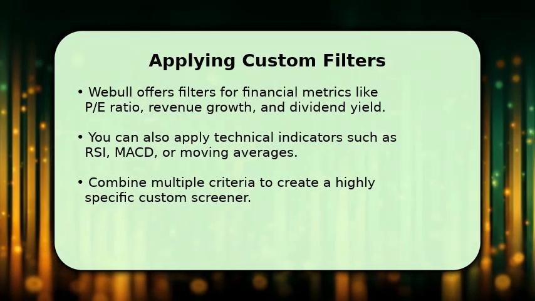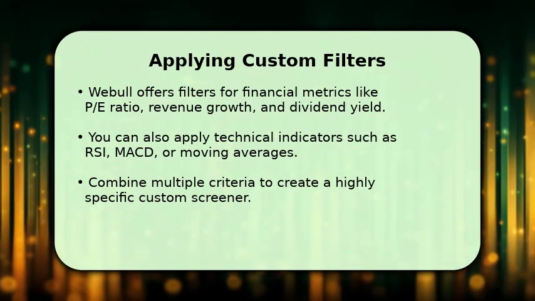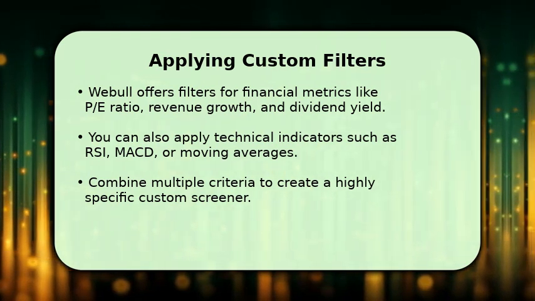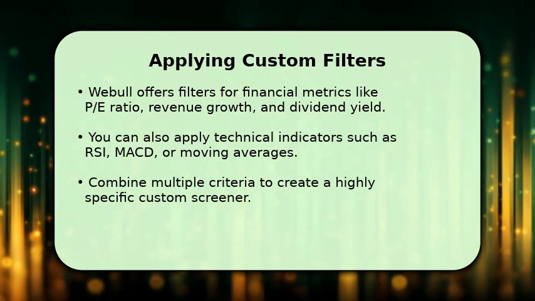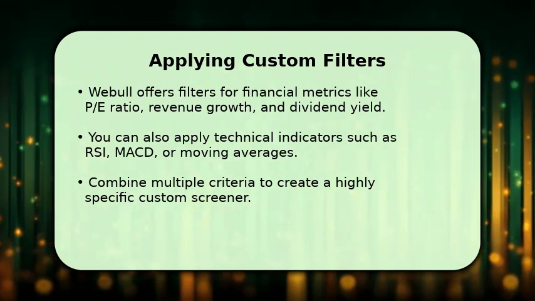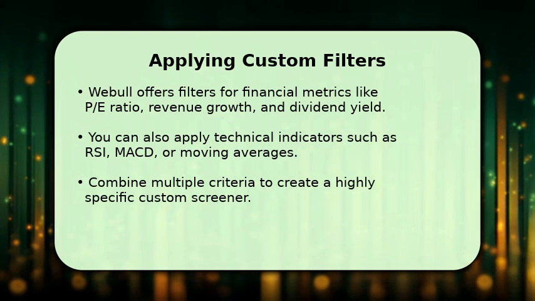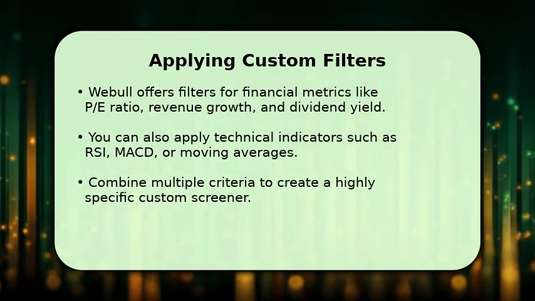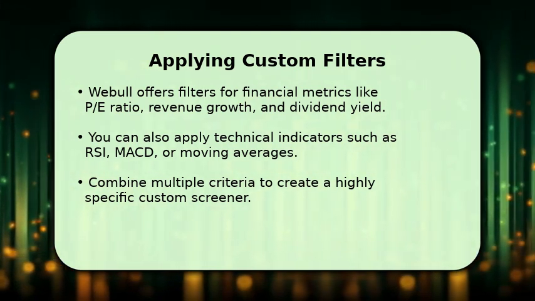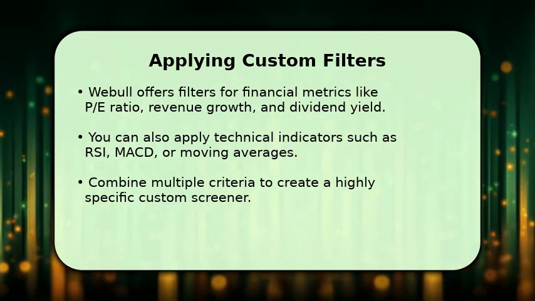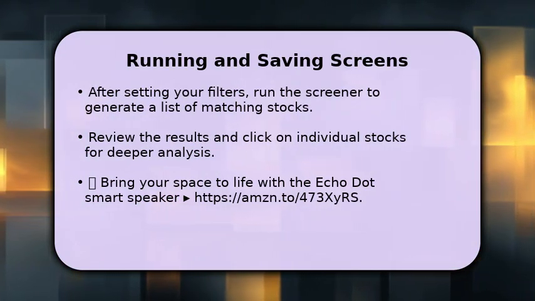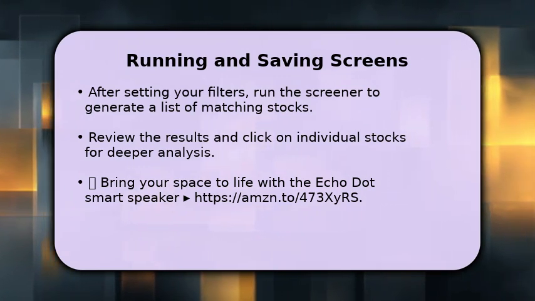Now it's time to customize your search. Webull provides a wide range of filters, including fundamental metrics like market capitalization, price, and volume. You can also use technical indicators such as the Relative Strength Index, or RSI, and moving averages. Select the criteria that align with your trading strategy. For example, you might look for stocks with a market cap over $1 billion and a daily volume exceeding 500,000 shares. Once your filters are set, click the Run or Search button to generate your list of stocks.